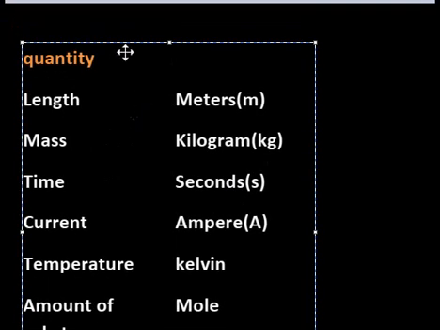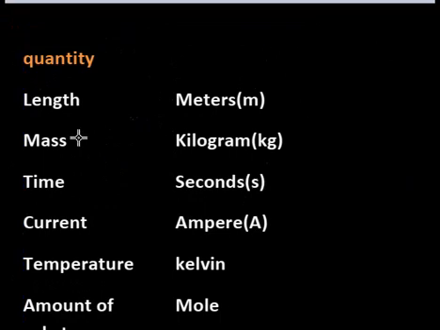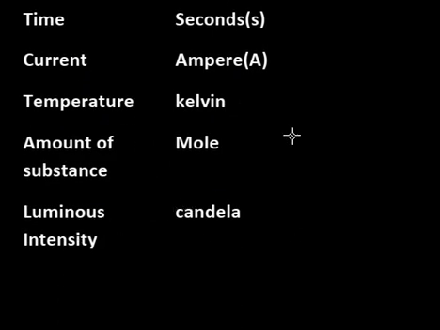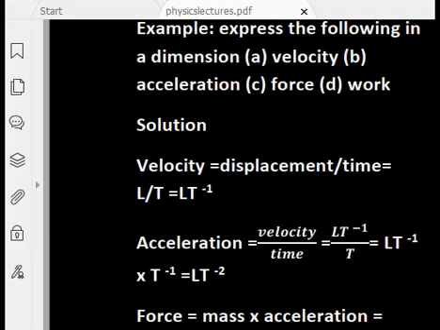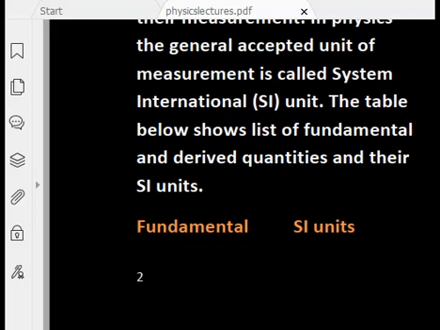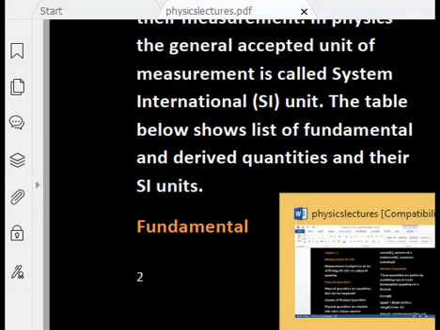So this is the quantity, the derived quantities, right? The fundamental quantities: length is measured in meters, mass is measured in kilograms, time is measured in seconds, current is measured in ampere, temperature is measured in Kelvin, amount of a substance is measured in mole. Luminous intensity is measured in candela, so please take note of that. Now we move to the derived units. We just take some of the derived units and of course explain them.